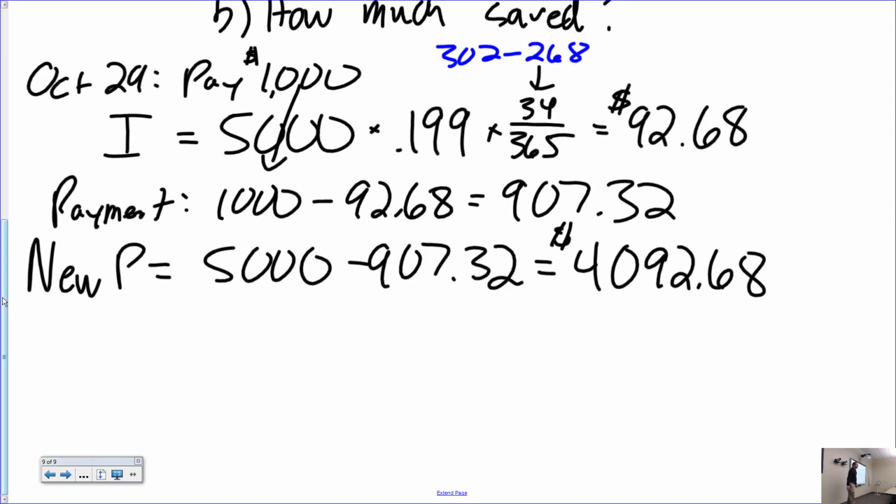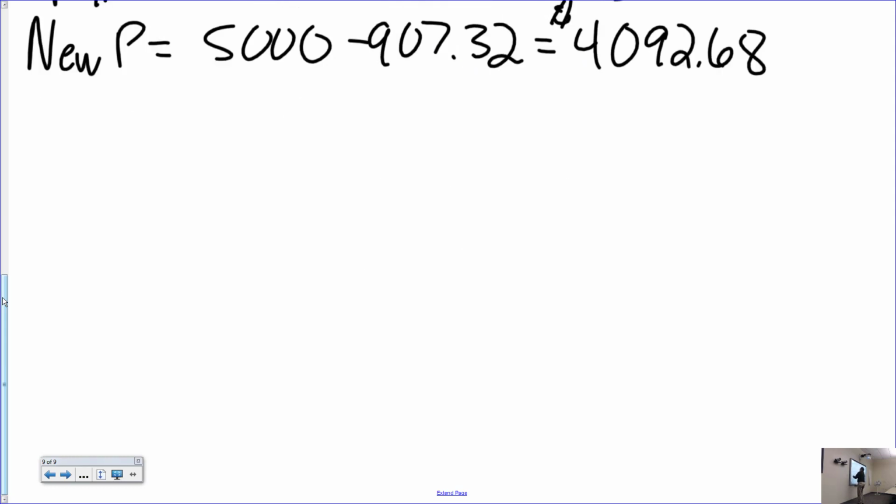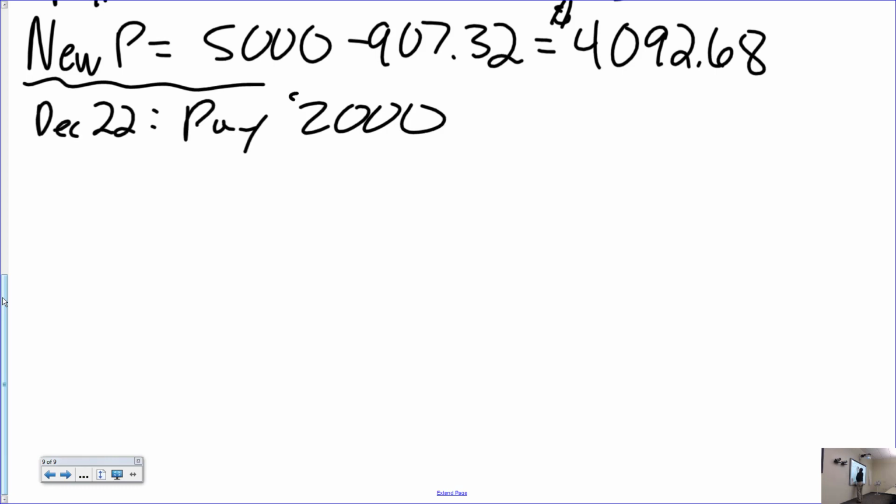What do we do next? Move to the next payment, December 22nd. How much did I pay? $2,000, awesome. What does that $2,000 do first? Interest. How do we calculate the interest?